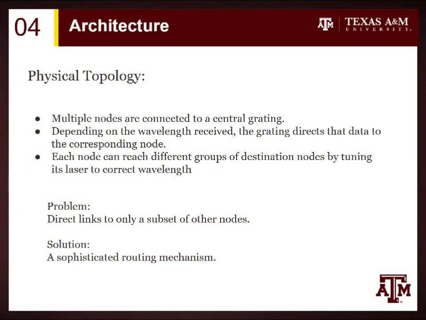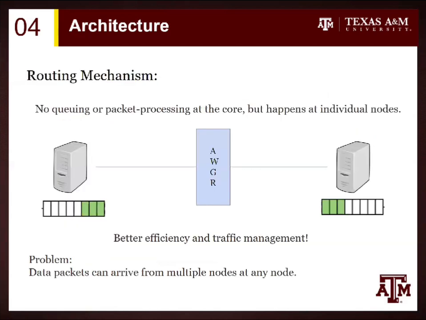Therefore, the authors propose a routing mechanism to effectively route data to other nodes. A major advantage of Sirius is that no queuing or packet processing is required inside the central network, but is performed at the individual nodes, thus making it more efficient. However, a node can receive data from multiple nodes at the same time.